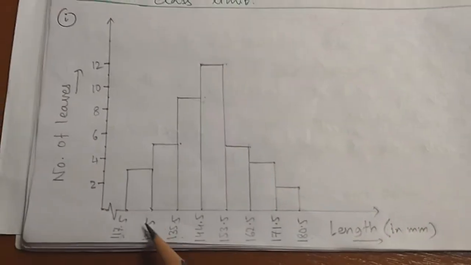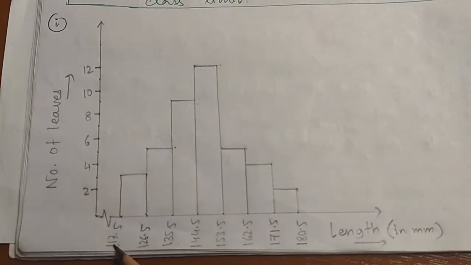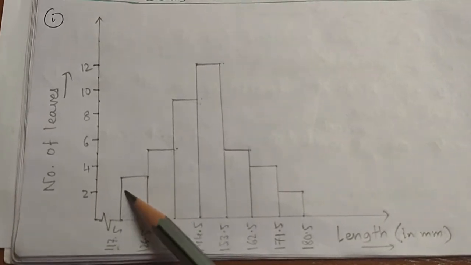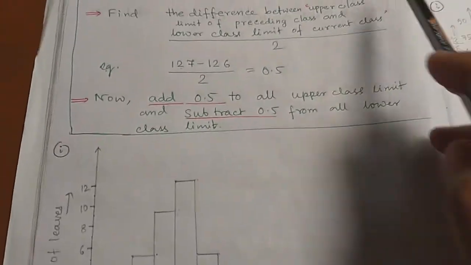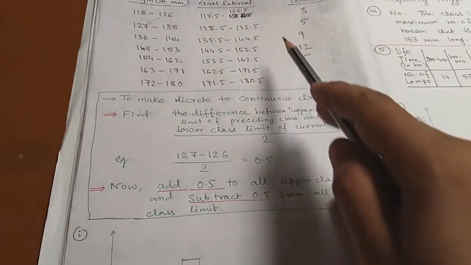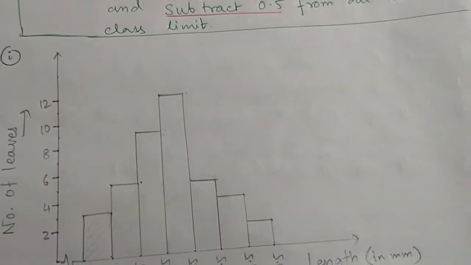It denotes, look, if you can read the graph, for the class 117.5 to 126.5 this histogram bar represents 3. The number of leaves here is 3 for this class. If you choose the class 153.5 to 162.5, where is 153?